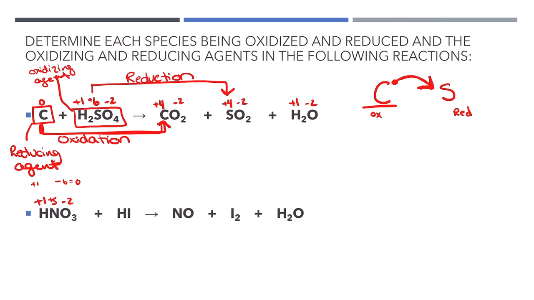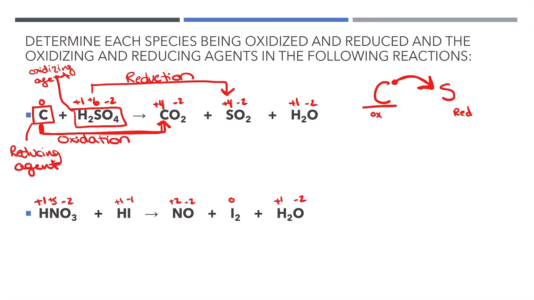And then hydrogen here is going to be +1. Iodine is -1. Over here I've got oxygen as -2. That means this nitrogen is going to have to be +2. Iodine is going to be in its elemental form here, so it's going to be 0. And then hydrogen +1 and oxygen -2.